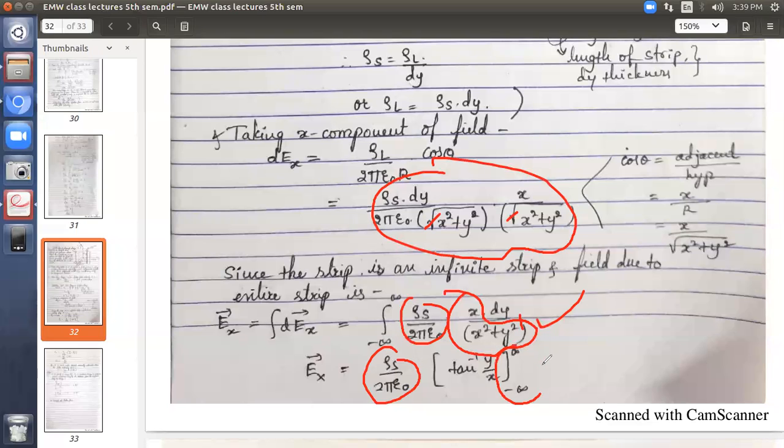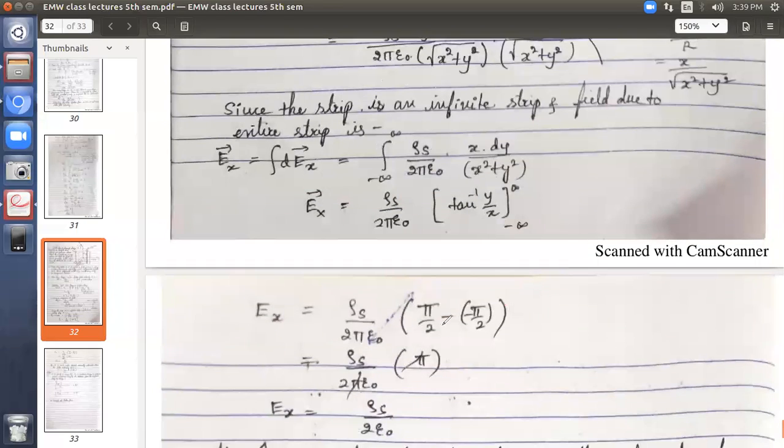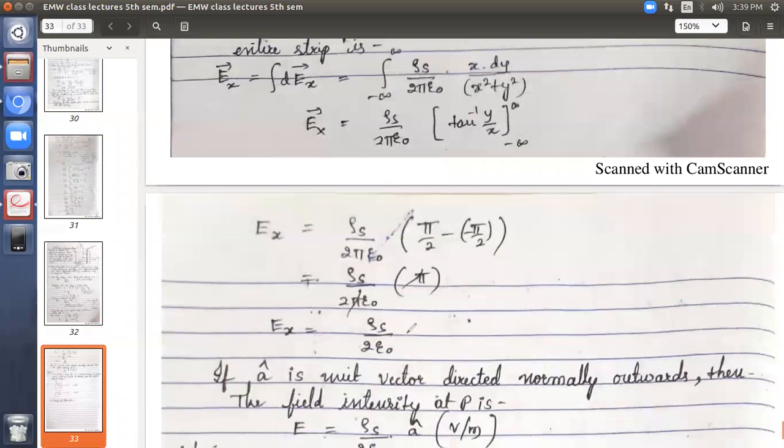Apply the limits minus to plus infinity. When tan is infinity, it is at 90 degrees. So it is pi by 2 minus of minus pi by 2, which is equal to pi. Pi will get cancelled. You will get Ex is equal to rho S divided by 2 epsilon naught. This is the field you get.